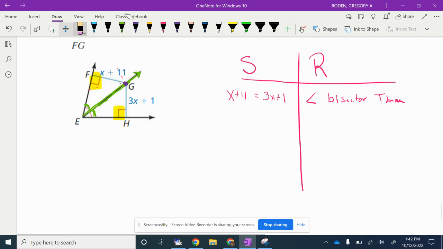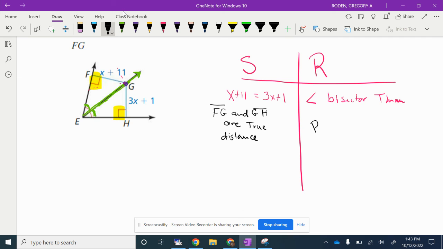So we should probably state something like FG and GH are true distances, right? Something like that. And why do we know they're true distances, class? Ben, why do we know that? Because of the right angles. They're perpendicular, right angles, right? Yep. I need you guys to know that.